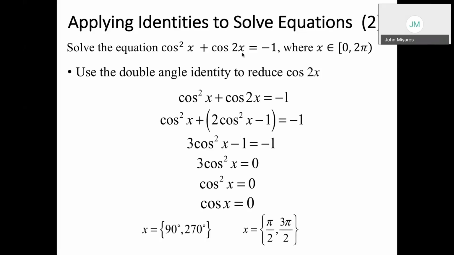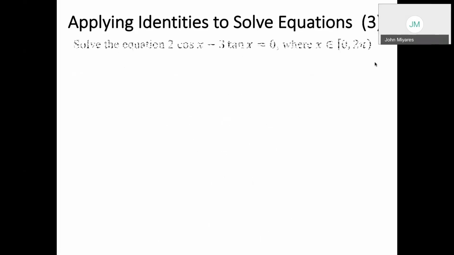Now, it's possible you could also say that this is a 90-degree reference angle in quadrant 1 or quadrant 4 and get the same results. But anyway, this is going to be your final answer. We have two angles that will satisfy this initial equation, cosine squared x plus cosine 2x equals -1, where these two angles are both between 0 and 2 pi. Okay, last example. Here we have the equation 2 cosine x minus 3 tangent x equals 0.